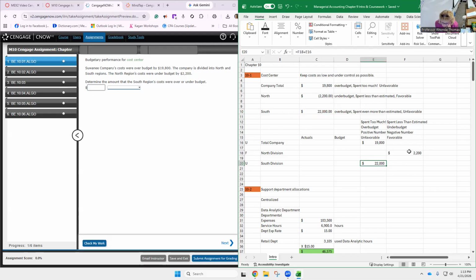This is a negative number. Okay, so if you put that in as negative, then if you add these two, and once again, we want to actually, because we want this to be a larger unfavorable, because the North's favorable got caught in the net of this. So we want to make sure to subtract this negative, leaving us with 22,000. Okay, so let's get this out of here.